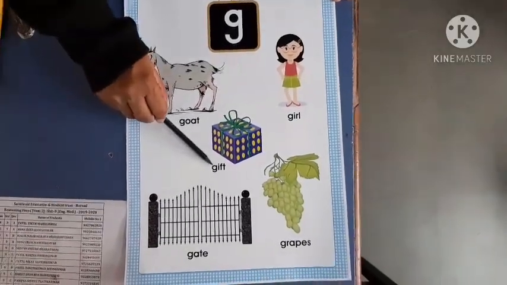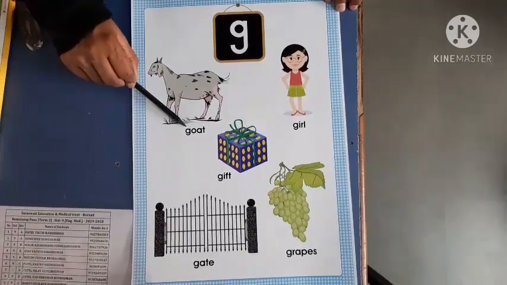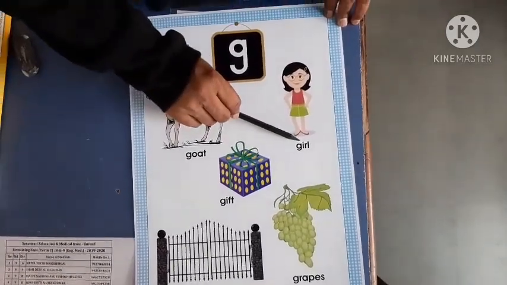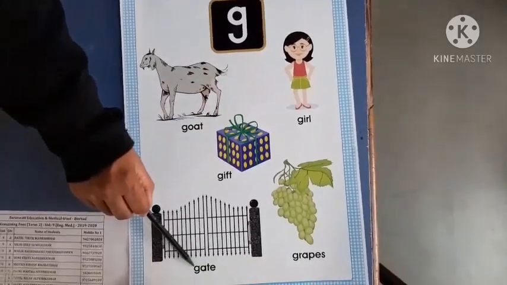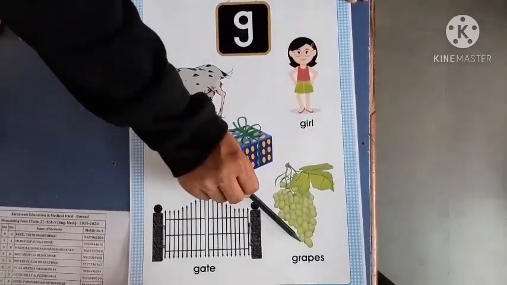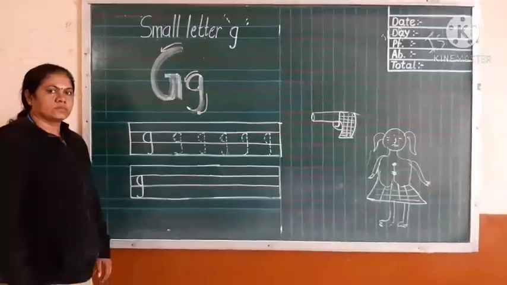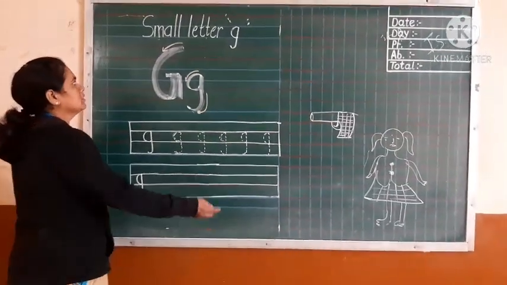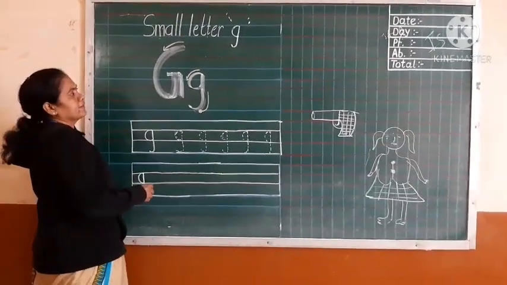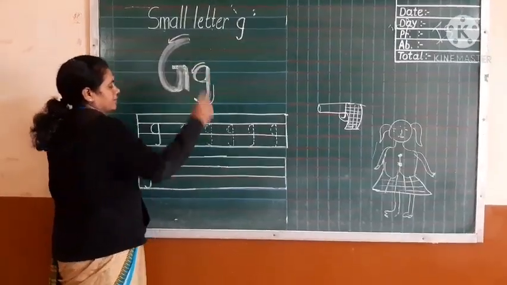G for gift. G for God. G for girl. G for gate. And G for grapes. Look at here student. Today I teach you small letter G. Small letter G.